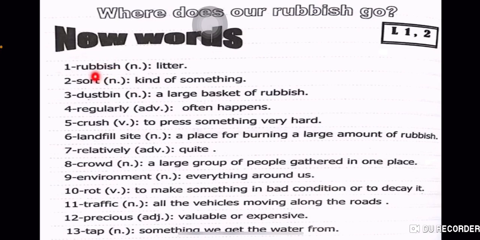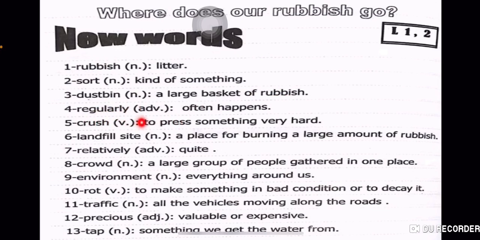Number 1, rubbish. Rubbish is a noun. It means litter. 2. Sort. Sort is a noun. It means a kind of something. Number 3. Dustbin. Dustbin is a noun. It means a large basket of rubbish.